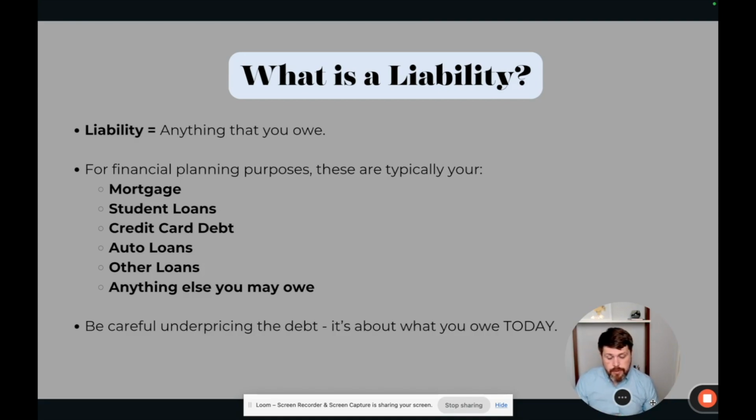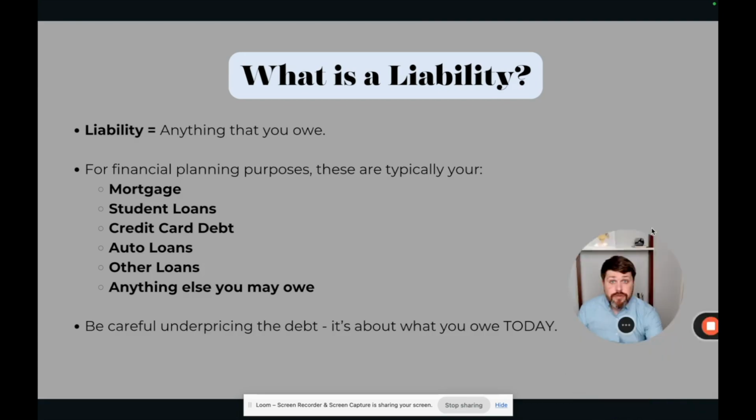Auto loans is a common one, and any other loan. So you owe your parents $5,000. That could be a liability. You've consolidated your debt into one loan. That's potentially a liability, or a business loan of some sort. That's a liability. And really anything else that you owe that would fall under that liability umbrella.